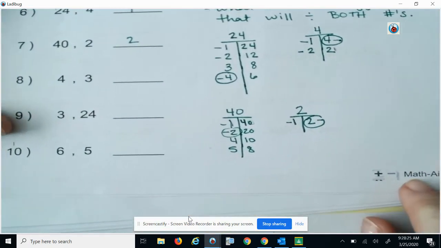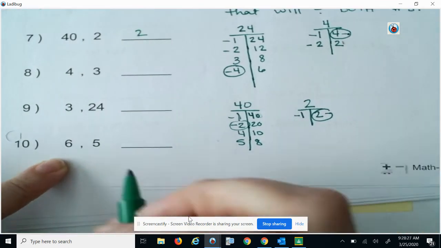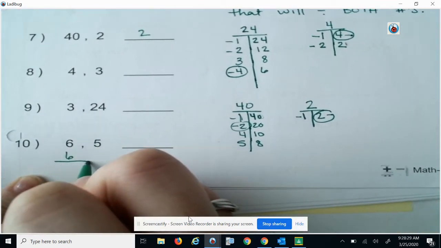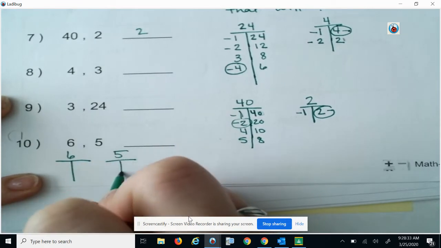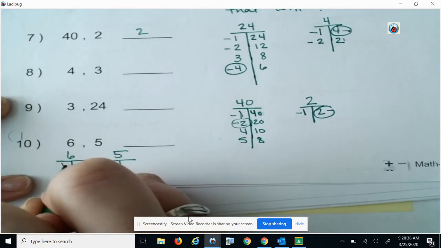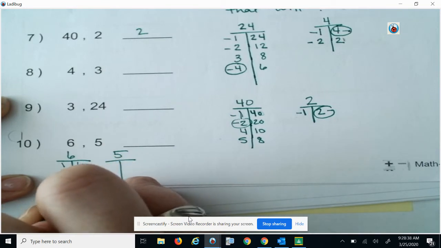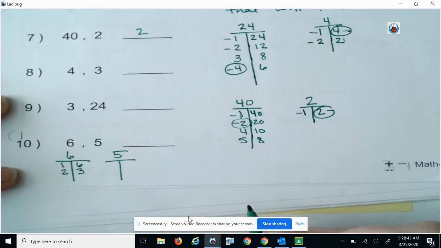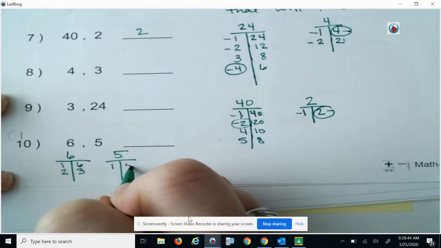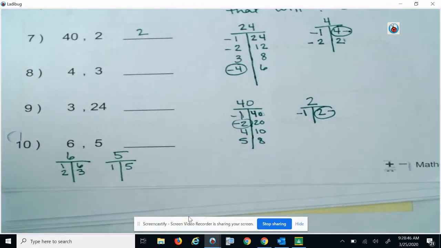Okay, I'm going to jump down to this bottom one, 6 and 5. For 6, make a T-chart. For 5, make a T-chart. I have 1 and 6, 2 times 3, 3. 3 is already there, so I'm done. 5 is a prime number, so it's just 1 and itself.